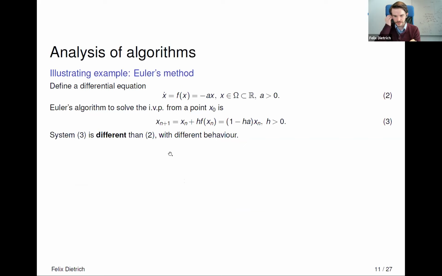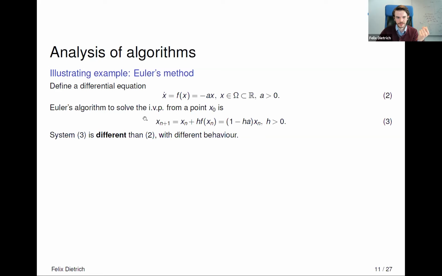But let's go back to the algorithm case now. I have a very small example to illustrate the main point here. Let's say we have a differential equation like this, just a very simple linear differential equation in one dimension with this parameter alpha here. And I guess most of you immediately know the solution, of course. Let's assume we don't know the solution and want to solve it with Euler's algorithm.